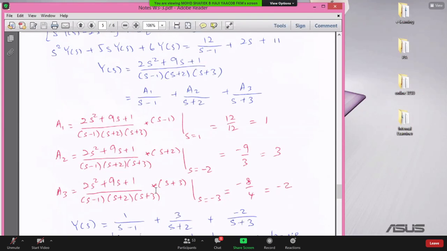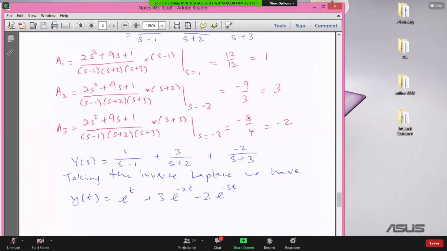Don't worry. And you repeat that for A3, and then you get negative 2. With that, you can now easily perform the inverse Laplace transform to get this solution. So now that you have a quick and easier way to determine the coefficient of partial fraction, do you have any question now?